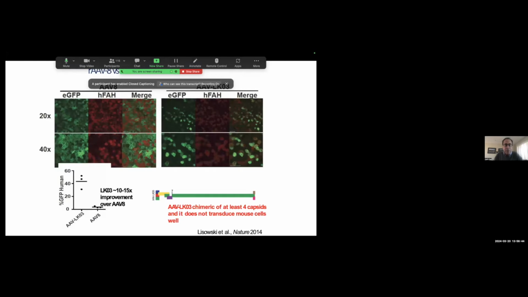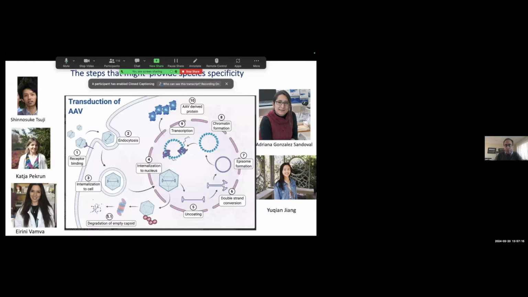Now, AAV8 turns out to work extremely well in mouse liver, but actually isn't that great in the humanized cells in the mouse liver. And one of the chimeric capsids that we pulled out of these screens, and we've pulled out a number now, is called LKO3. And this one works really well in the human cells, but interestingly doesn't work well in mouse cells. And this is true of several other capsids or chimeric capsids that we've pulled out in multiple screens.